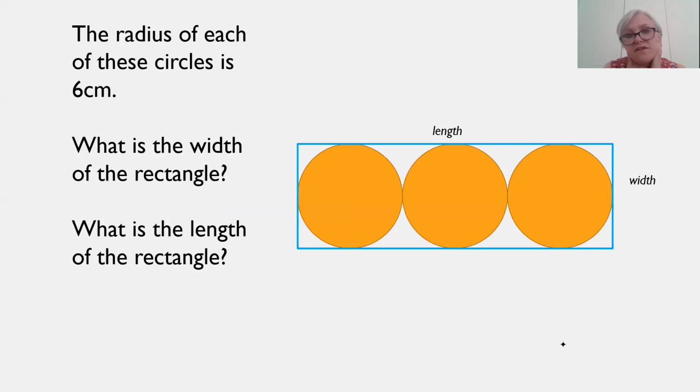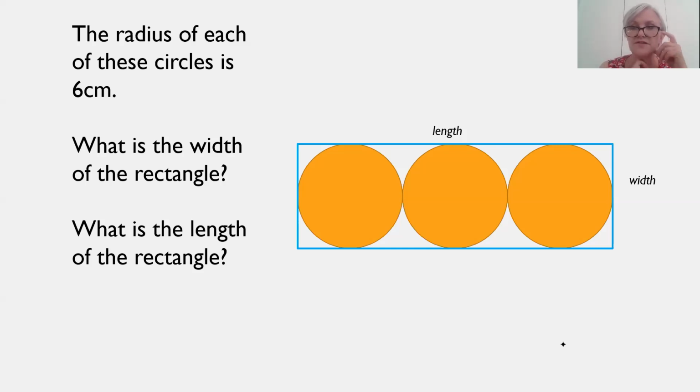What is the width of the rectangle? You can see there are 3 circles, all joined together, all touching. So what is the width of that rectangle? The width is the short one at the side here where I've labelled it width. So what is the width of the rectangle?